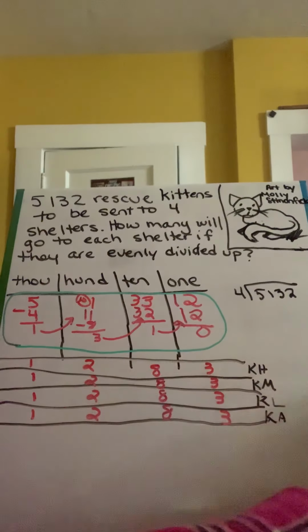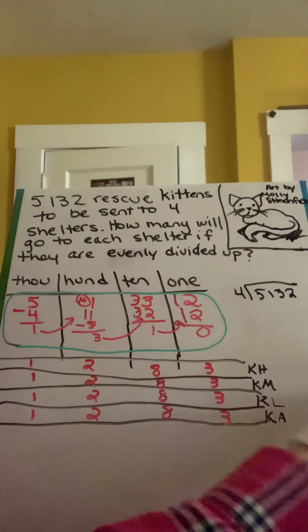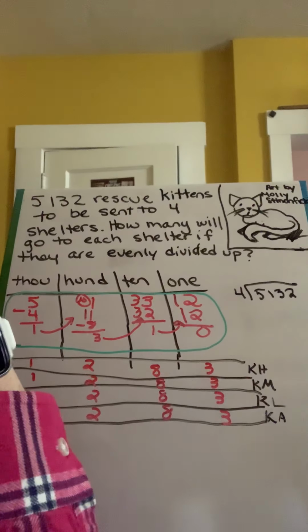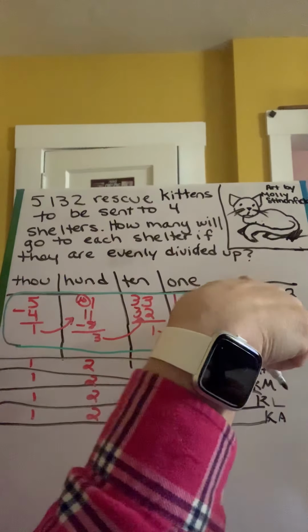And I'm going to go a little bit slow when I'm talking through this. It gives you time to pause the video and see anything that you notice, some similarities, or answer the questions that I may be asking. All right, so we're going to start with our greatest place value. Here's our thousands.